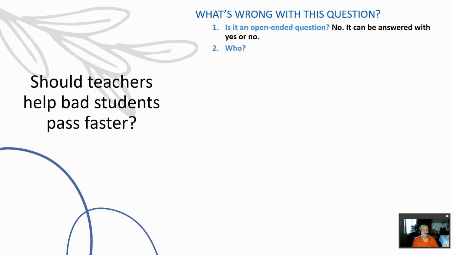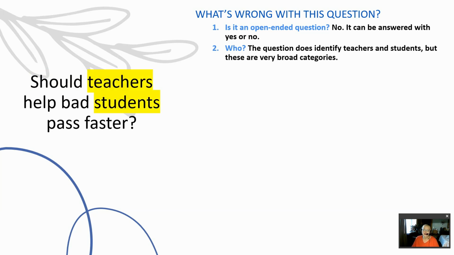So the next thing to think about is who. Do we see any kind of who, like who is the problem, who needs to be helped, who is involved? So think about that. Okay, so yes, we have teachers and students here. These are both words that answer the who.